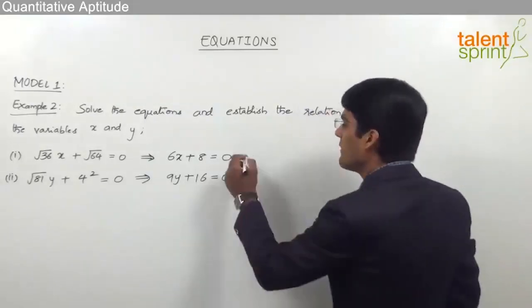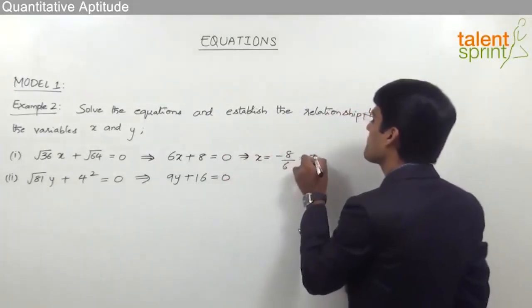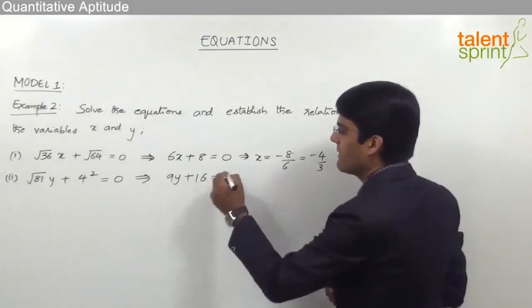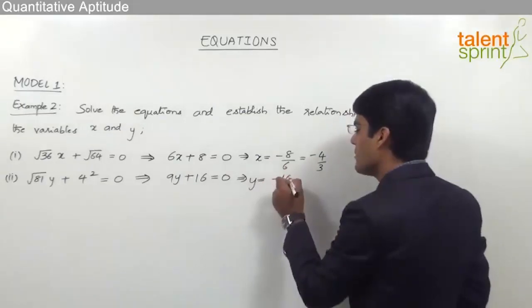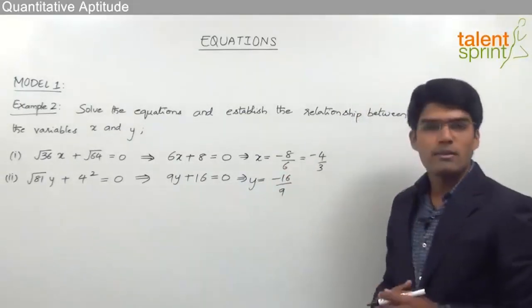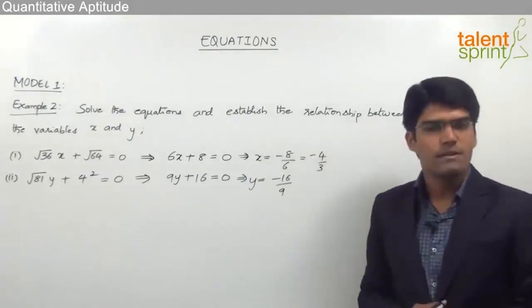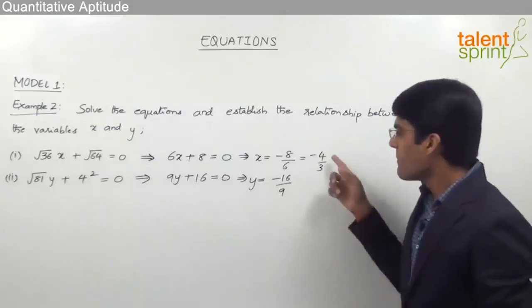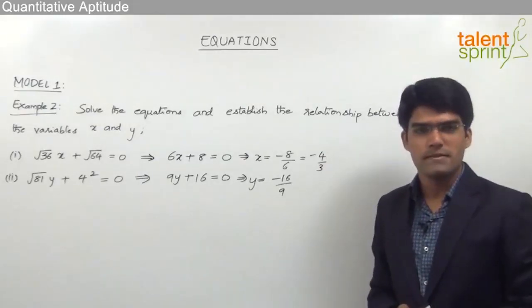So directly the value of x here can be taken as minus 8 by 6 or minus 4 by 3. And the value of y from the second equation can be taken as minus 16 divided by 9. So x equals to minus 4 by 3 and y equals to minus 16 by 9. But as we are supposed to establish the relationship between the two variables x and y, let us compare these two fractions and decide what is the relationship between these two variables.